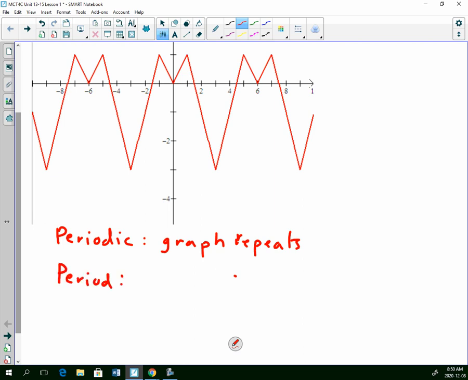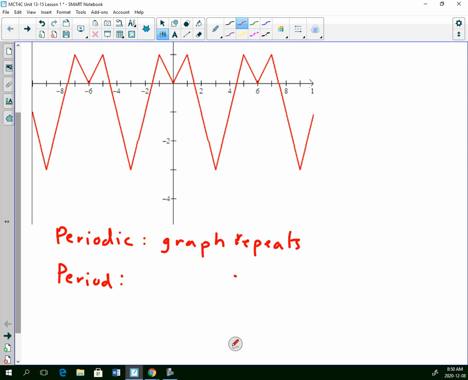And the period can be in any unit. It doesn't have to be in degrees. It can be any unit on the x-axis. Maybe we're measuring time in seconds or minutes. Maybe we're measuring months over seasons. Seasons repeat, so that would be a periodic function. So we can put whatever we want on the x-axis.